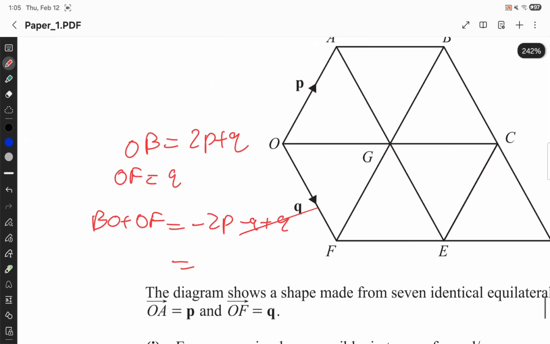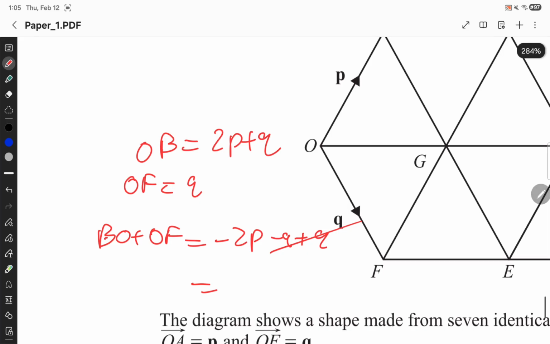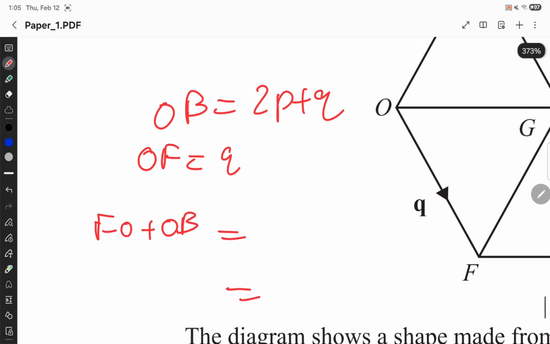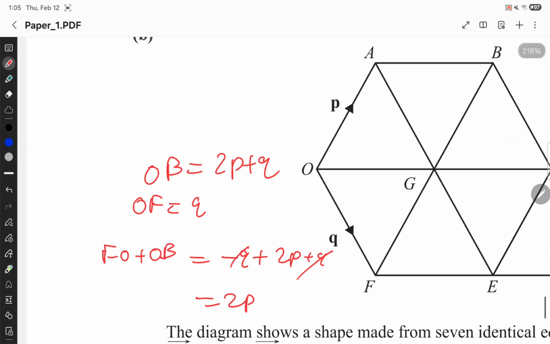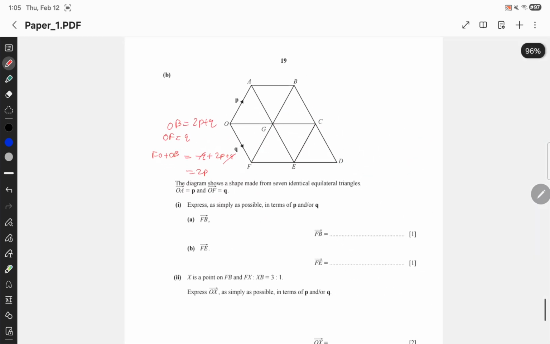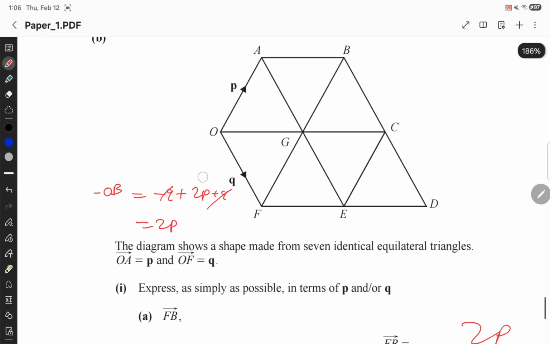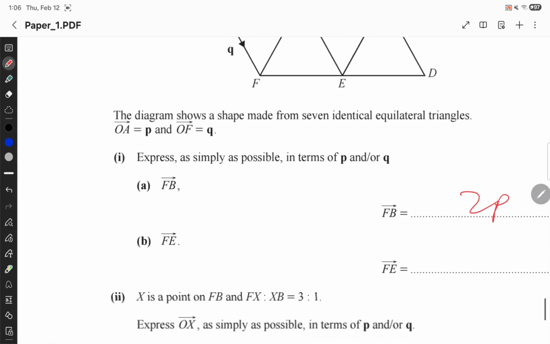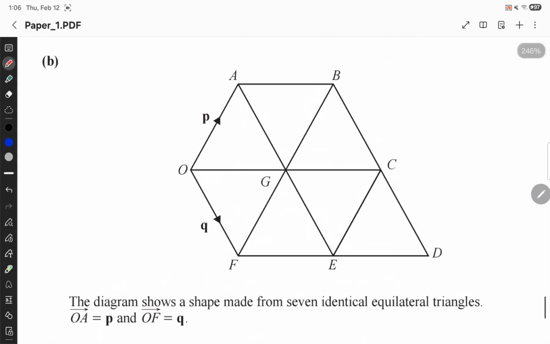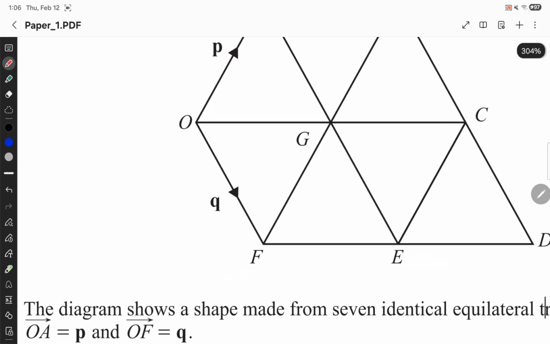We are finding the opposite thing. We need to find FO plus OB. Sorry. Negative vectors, so it's negative Q plus 2P plus Q. The Qs cancel out, so we get 2P. You can also see it is just 2P. A little proof is all it takes. Now FE. How do we find FE?